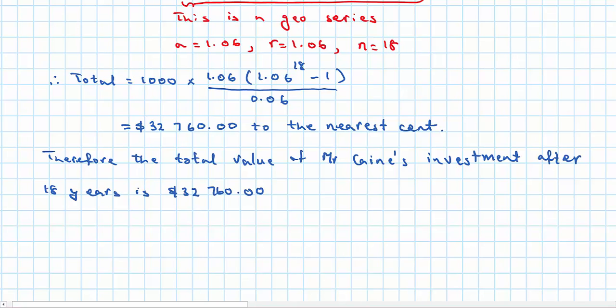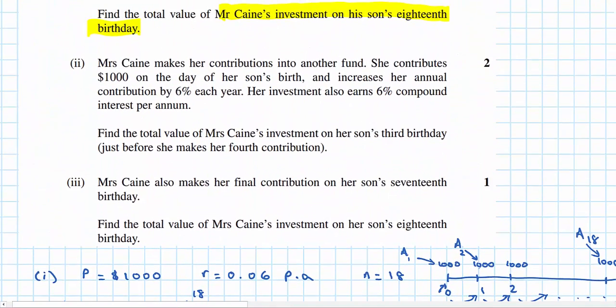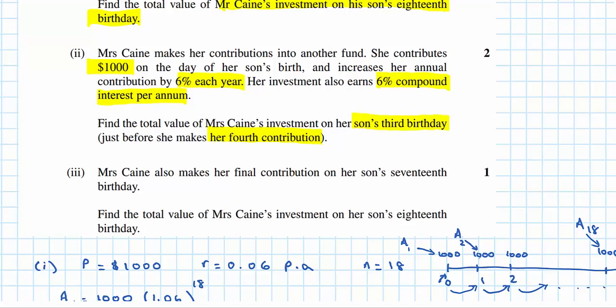Okay, let's go to part 2. Now Mrs. Kane makes her contribution in a different fund. She contributes $1,000 on the day of her son's birth and increases the contribution by 6% each year. Her investment also earns 6% compounded per annum. Find the total value of her investment on her son's 3rd birthday, just before she makes her 4th contribution. So a little bit more challenging, but this is only worth 2 marks. So let's write a summary of the information.